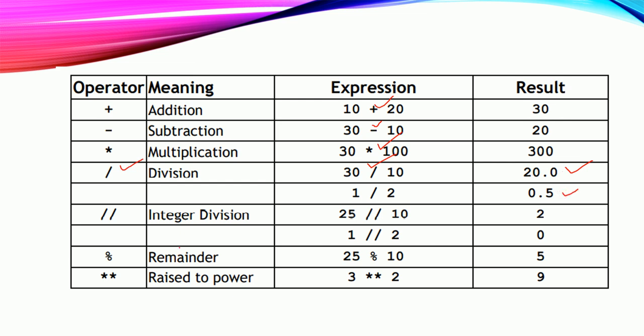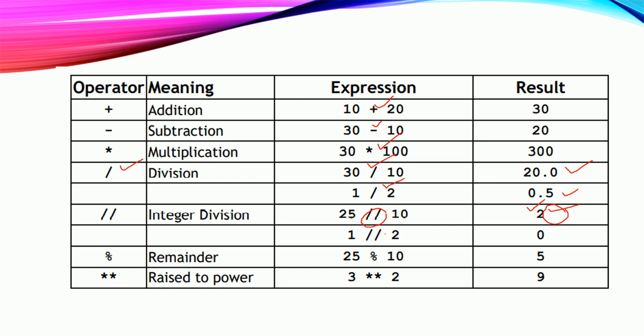Okay, now let's see integer division versus float division. In integer division, we get only the integer part after dividing 25 by 10. 25 divided by 10 is 2.5, but the 0.5 is not shown here, only the integer part. So with double slash division, or integer division, only the integer part is there. No floating point will be shown. Only with the single slash division do we get the floating point.